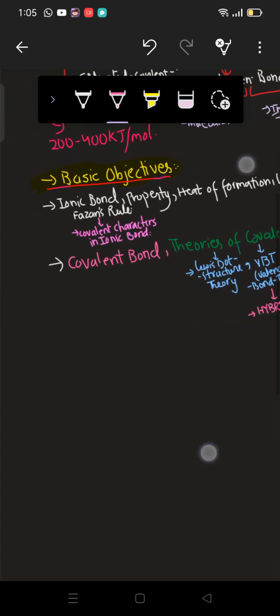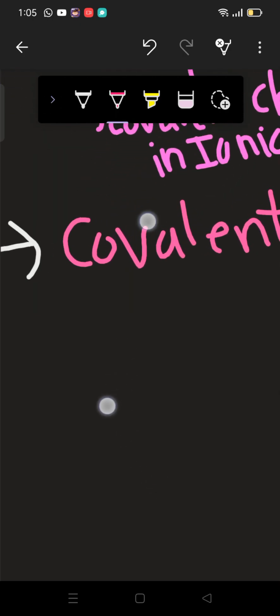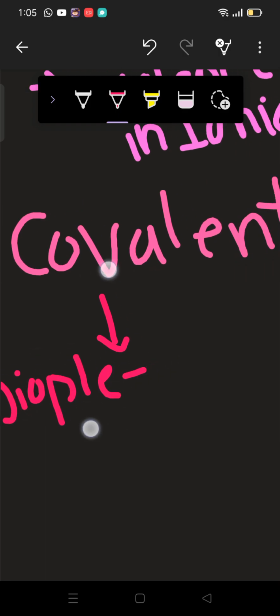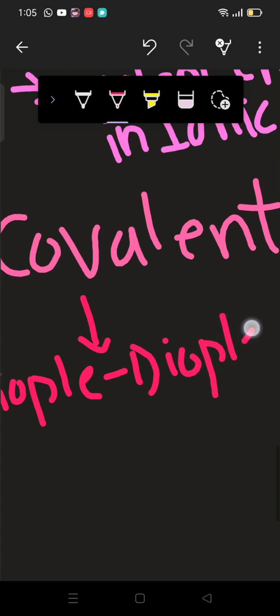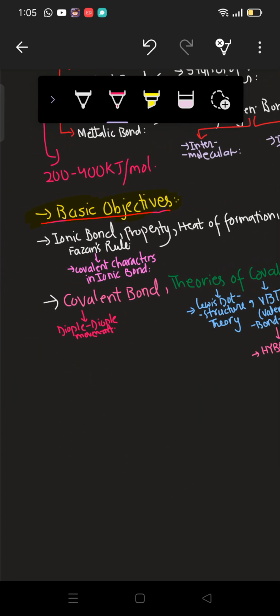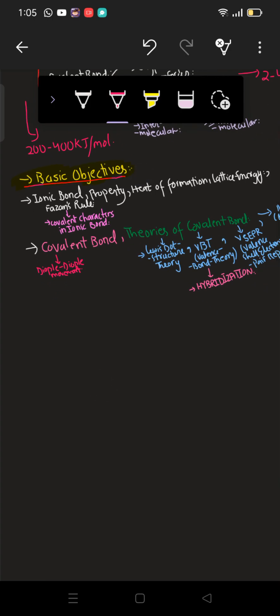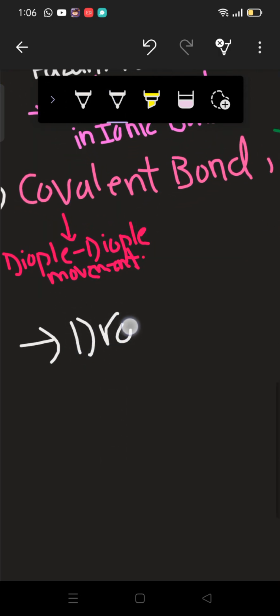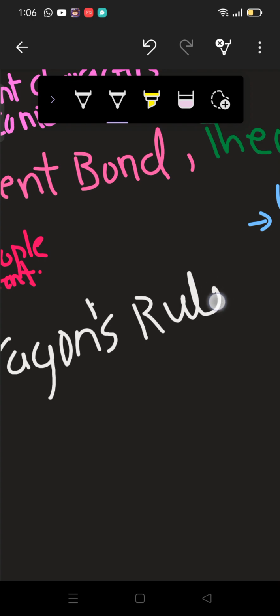Then we're gonna study the ionic character in the covalent bond, which we'll be studying by the dipole moment, right? This is basically the ionic character in the covalent bond. We will be studying about Bent's rule as well, which is very important, right?